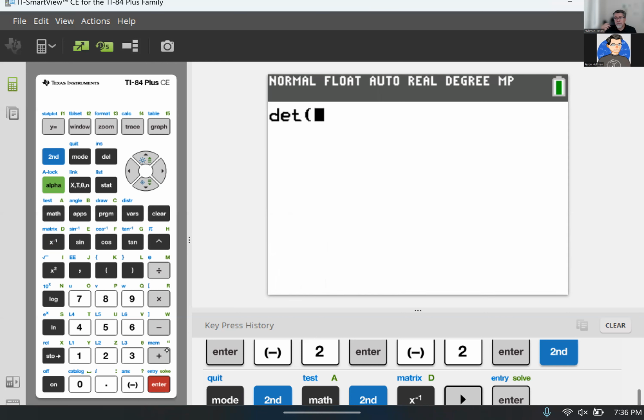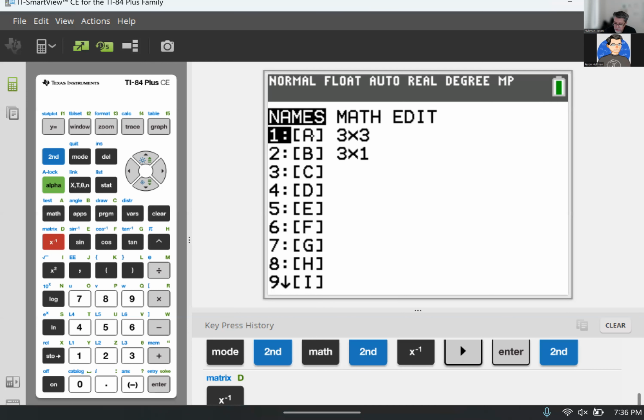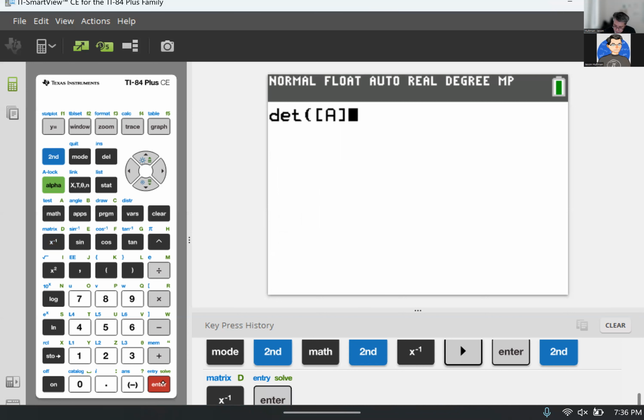Now I have to call up matrix A. So I hit second, and then I go to matrix, and then it says names. What did I name that 3x3? Matrix A. So I'm just going to hit enter to call up matrix A. I'll close my parentheses. I don't know if that's really necessary, but then it calculates that determinant for me.